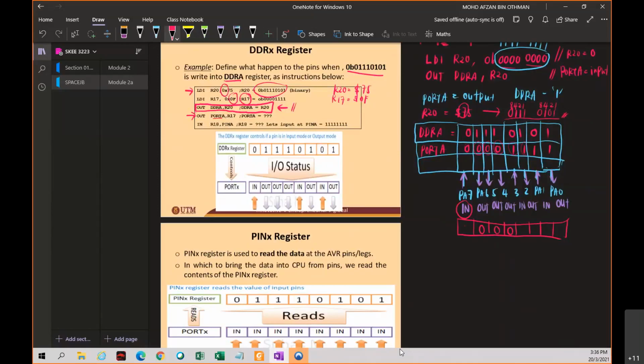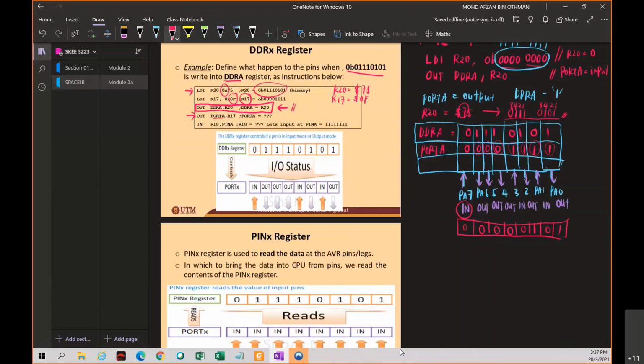What about this one? 1 yang ni, boleh tak kita hantar dia daripada CPU keluar? Boleh sebab yang ni adalah output. So, ini dapat 1. Value yang ni, tak boleh sebab dia input. And value yang ni, boleh dihantar keluar sebab yang ni adalah output. So, by default, apa yang kita tak boleh hantar, kita letak kosong lah.